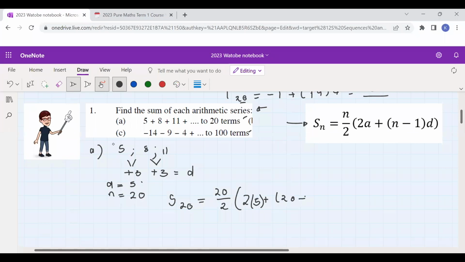Times 2 times 5 plus 20 minus 1 multiplied by the difference, which you said is 3. Okay, and then what do we get for our final answer? It's 10 again, plus 19 times 3, 9, 27, 57. So it is 10 times 67. And yes, we have our 670. Thank you very much, guys.